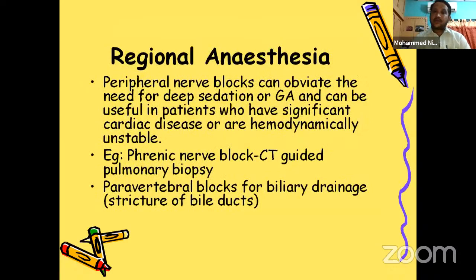Now, coming to the other modality of anesthesia, that is regional anesthesia. Peripheral nerve blocks can obviate the need for deep sedation or GA and can be useful in patients who have significant cardiac disease or are hemodynamically unstable. Examples are phrenic nerve block, which can be done in CT-guided pulmonary biopsy, and paravertebral blocks for biliary drainage in case of stricture of bile ducts.